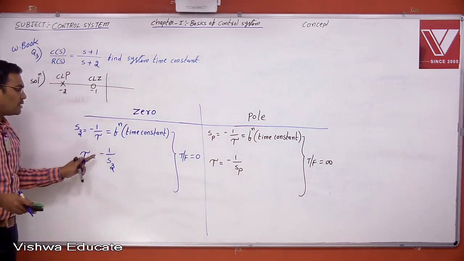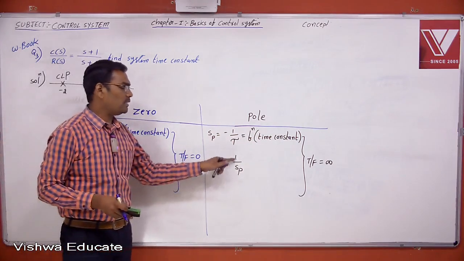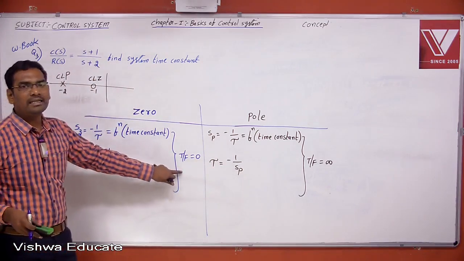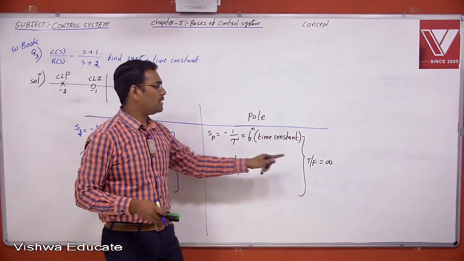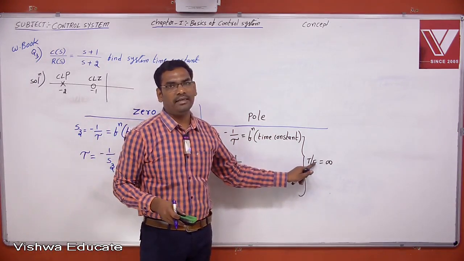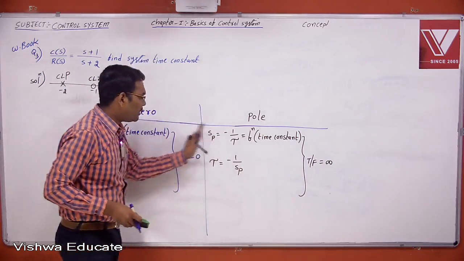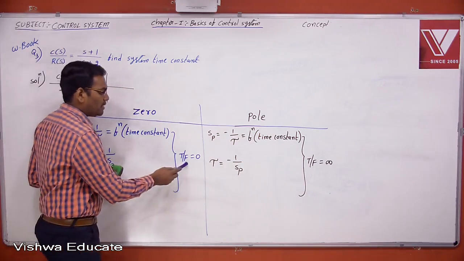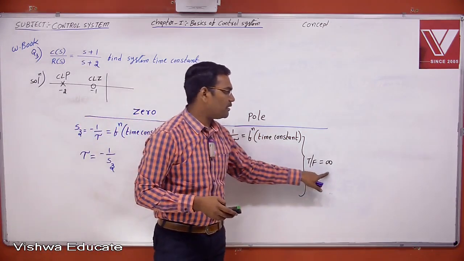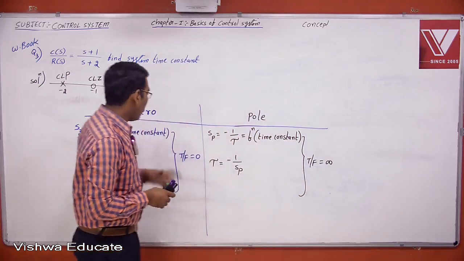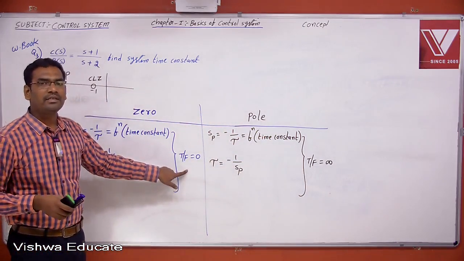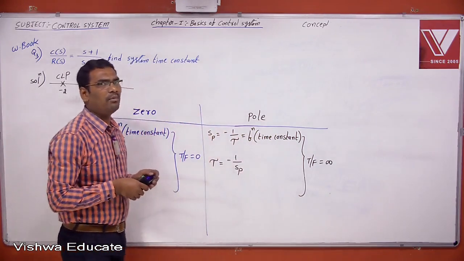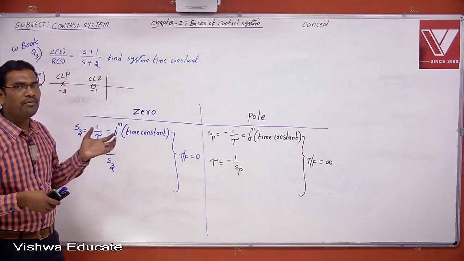This time constant is a function of zero, and this time constant is a function of pole. But this time constant will make the transfer function zero, and this one will make the transfer function infinity. Then compare these two and tell me whose effect is more on the performance of the control system. One will make the transfer function zero, another will make it infinity.